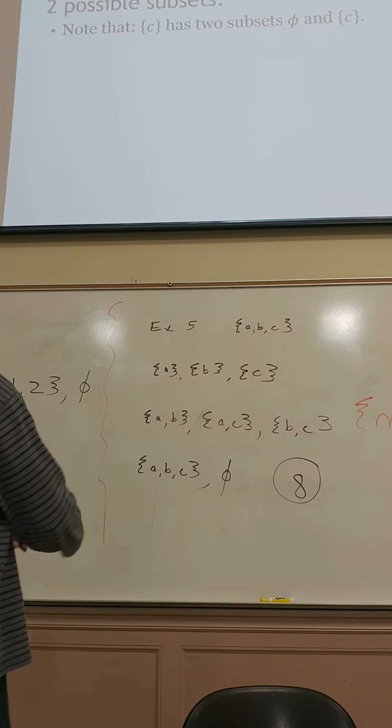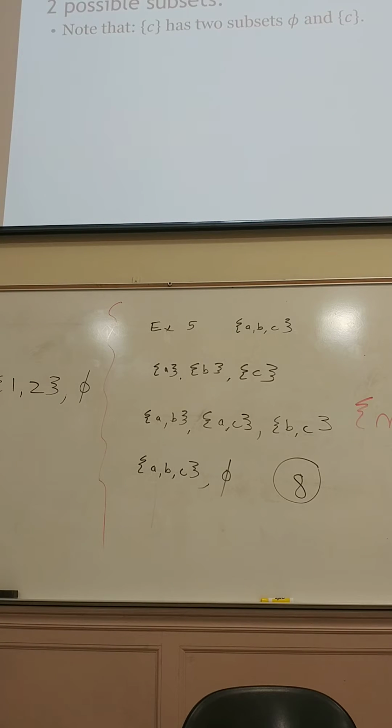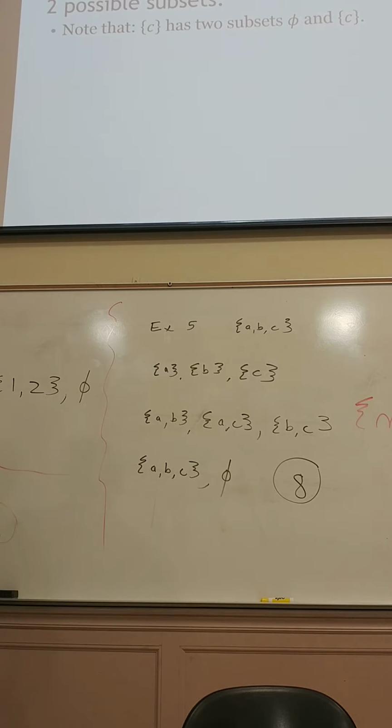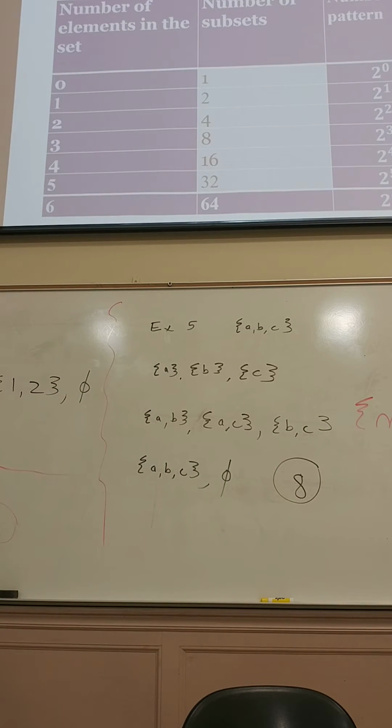So there's a pattern. If we do the set C, we have the empty set and set C. So we have two subsets, followed by 4, followed by 8, followed by 16. If we put that in the chart, this is what happens.